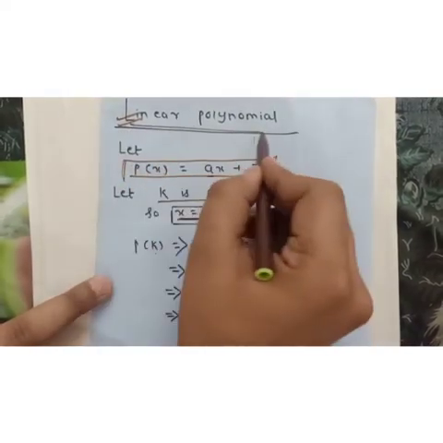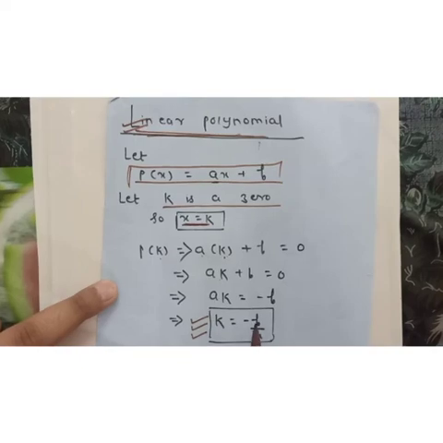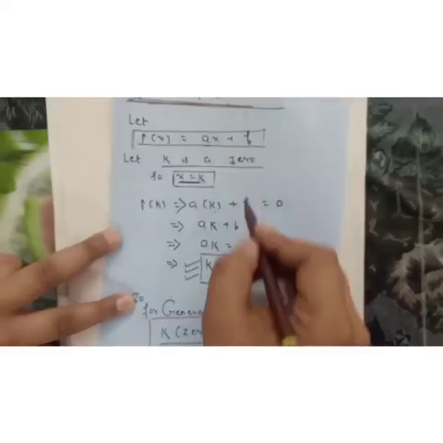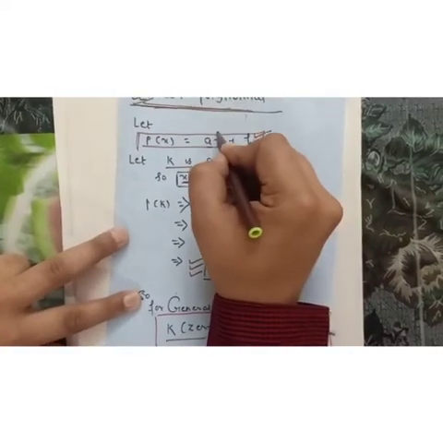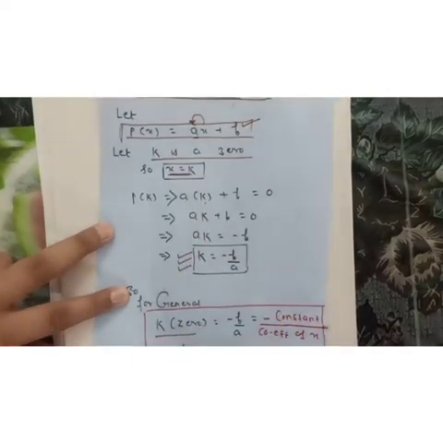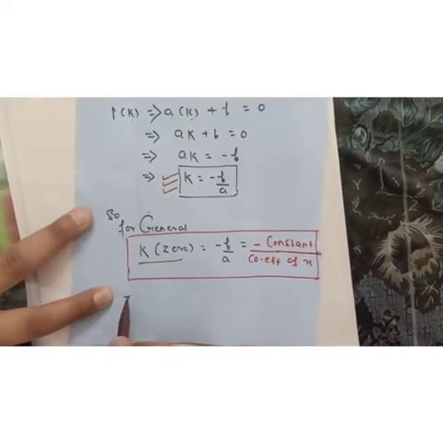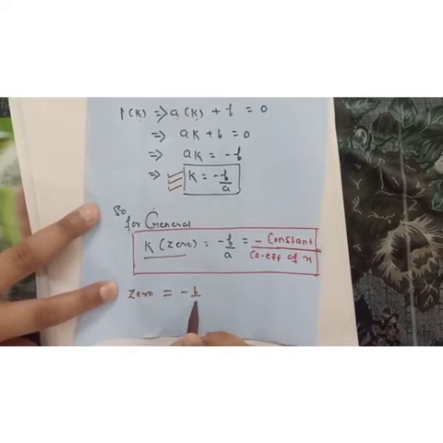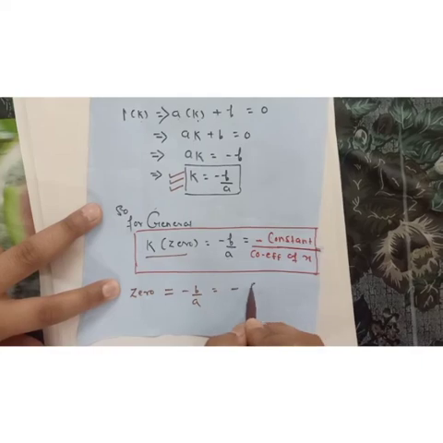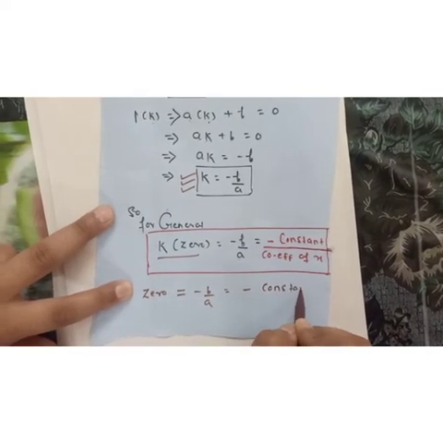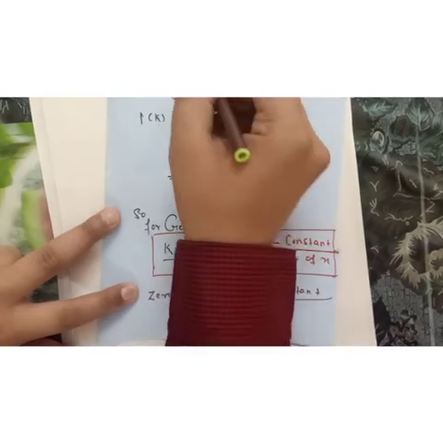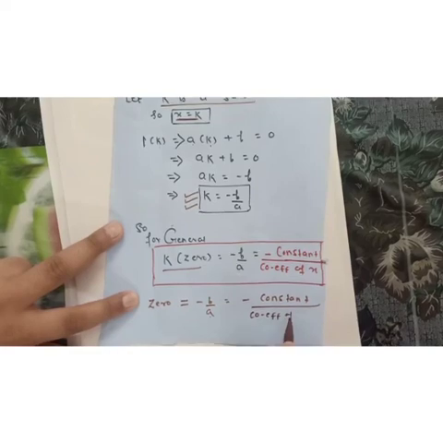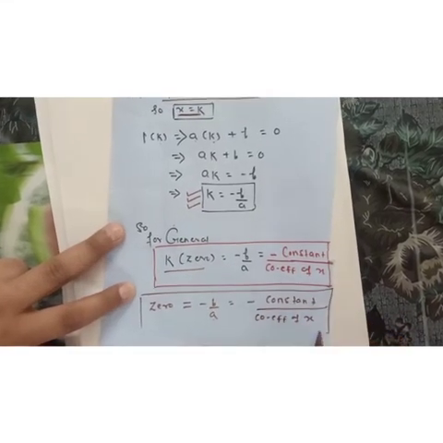So for a linear polynomial, what is the value of the zero? k equals minus b upon a. But what is b? b is nothing but the constant term, and a is nothing but the coefficient of x. So how can we generalize this formula? The formula for the zero of a linear polynomial is minus b upon a. b is the constant term, and a is the coefficient of x. So this is the formula for a zero of a linear polynomial.